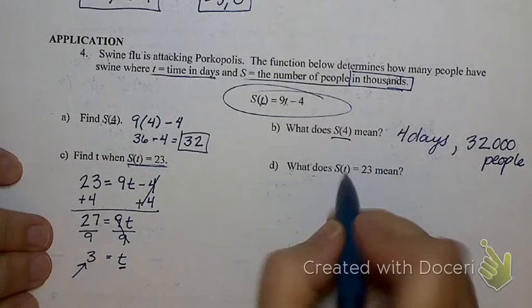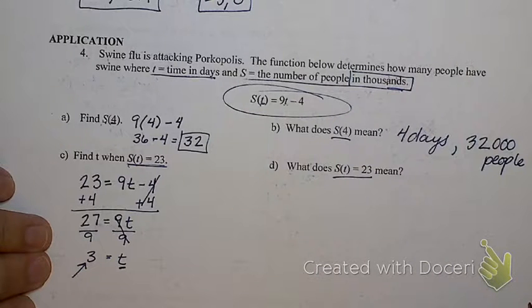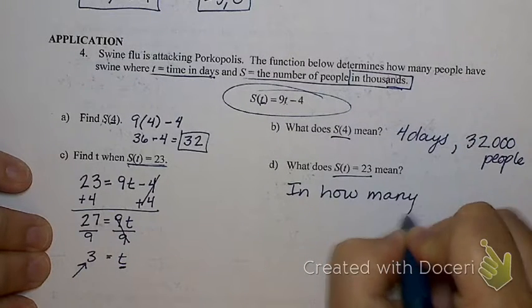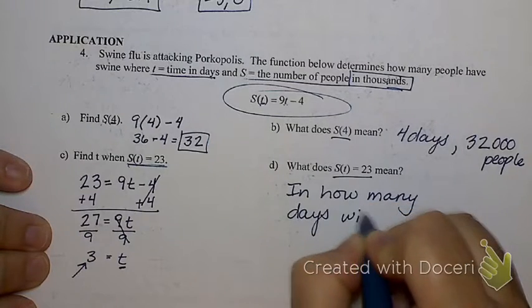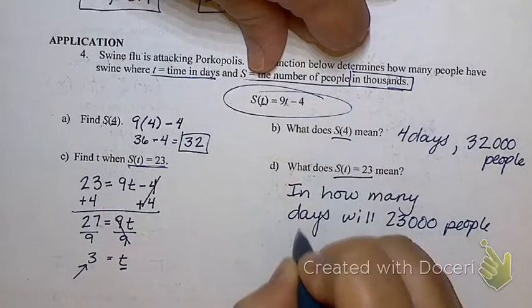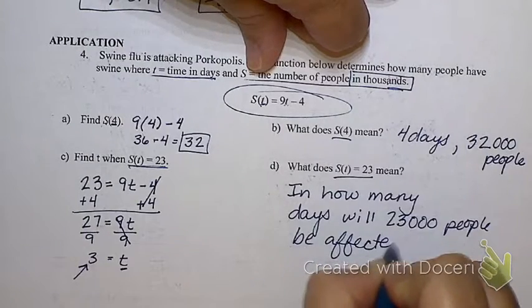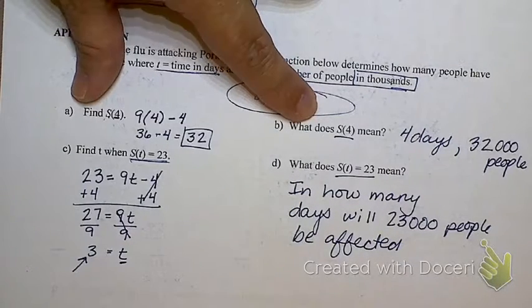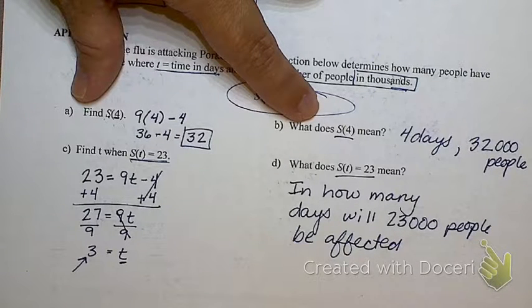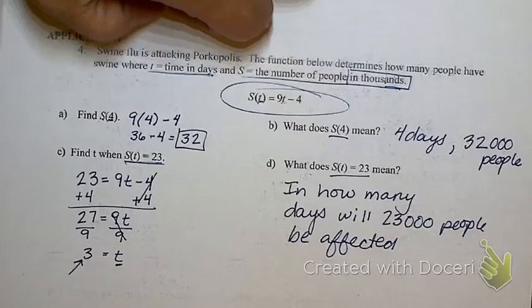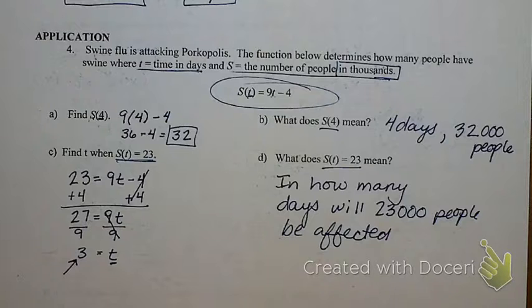What does it mean that it was asking me for 23? That was asking me in how many days will 23,000 people be affected. So the first two parts, we were trying to find after 4 days how many people are affected. The second part, we changed the question a little bit and say, okay, well, we need to know how long is it going to be until this many people are affected. And then we're finding a time in that case. Okay? I don't think you have any word problems on your homework, but it's always good to have some of those.